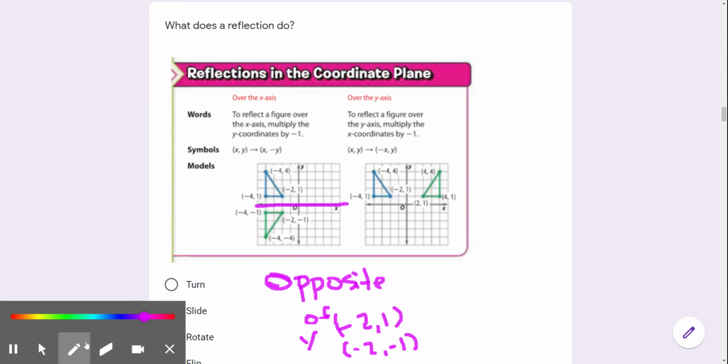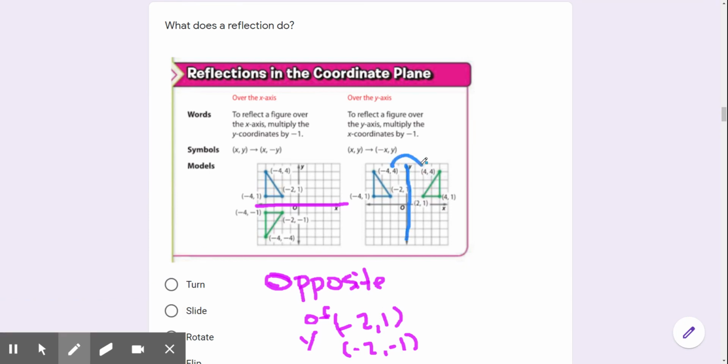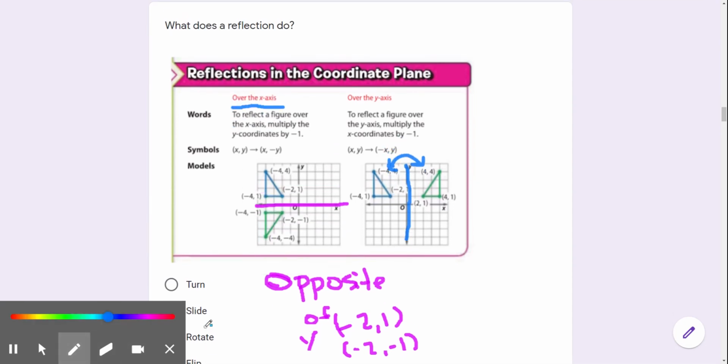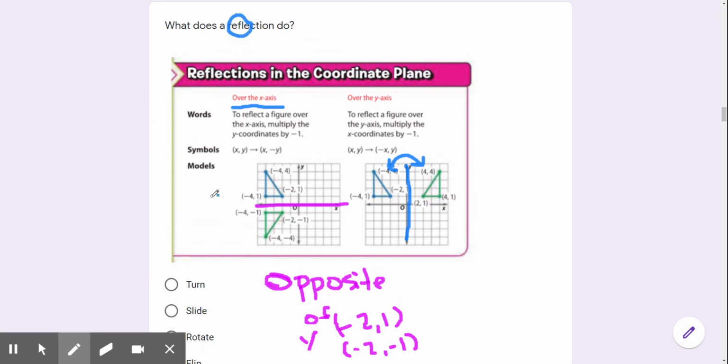Say that it had been negative, that would be a positive now. And then the same thing over here for the y-axis. I'm going back and forth from this way to this way. Over your y-axis, what's going to change is you're going to do the opposite x. So always think opposite. If you're reflecting over the x-axis, you're going to do the opposite y. If you're reflecting over the y-axis, you're going to do the opposite x. And what does a reflection do? It flips. A way that you can remember that is there's this FL in reflection, and that is a flip.